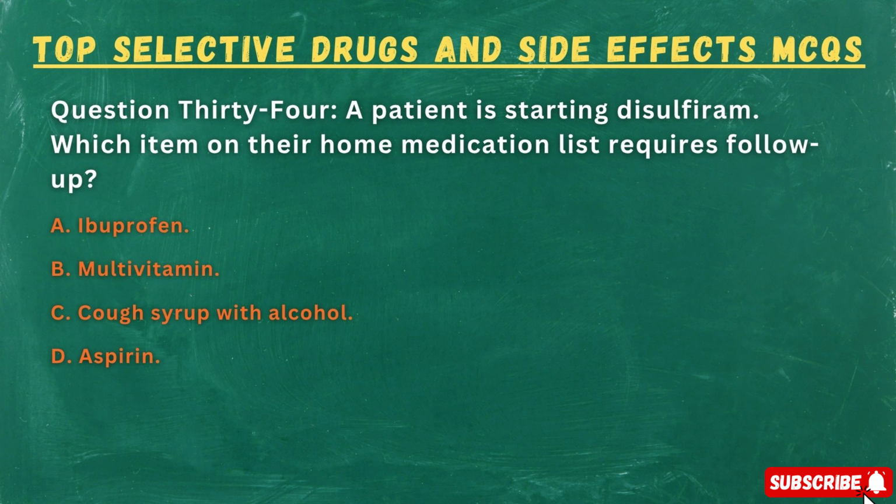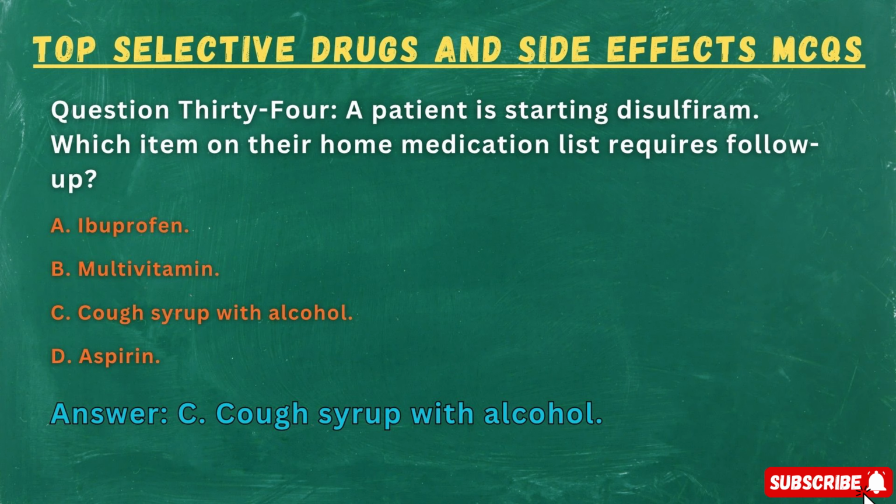Question 34. A patient is starting disulfiram. Which item on their home medication list requires follow-up? A. Ibuprofen. B. Multivitamin. C. Cough syrup with alcohol. D. Aspirin. Answer: C. Cough syrup with alcohol.